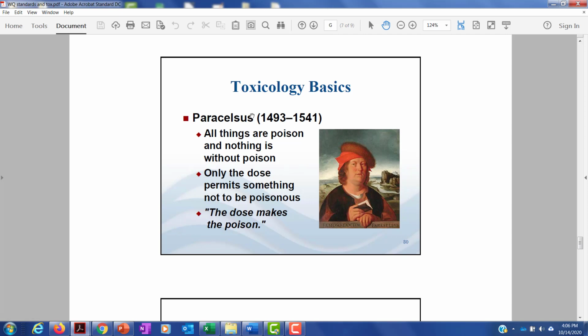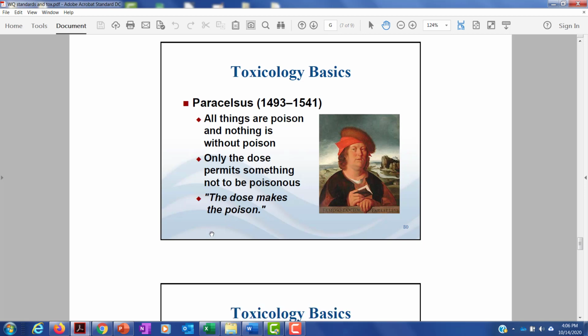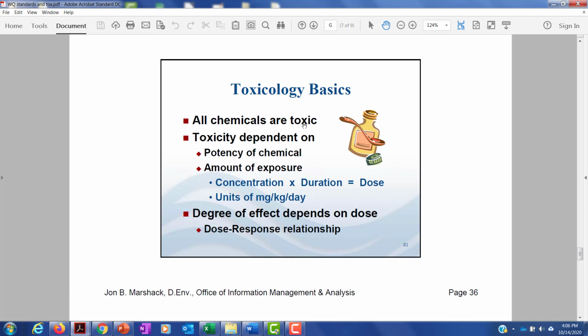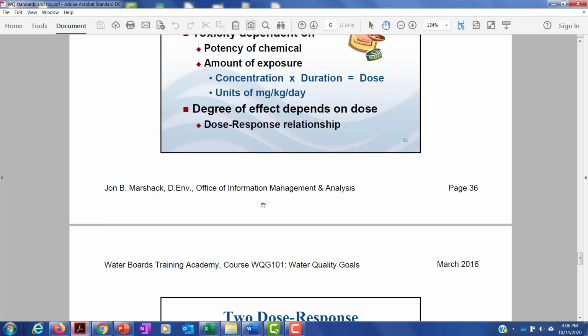So the science of toxicology is really what concentration, what dose, causes a risk to people's health that is not acceptable. So the basics are all chemicals are toxic. The toxicity depends on how potent the chemical is. Arsenic is more potent than nitrate, let's say, and then the amount that you get.